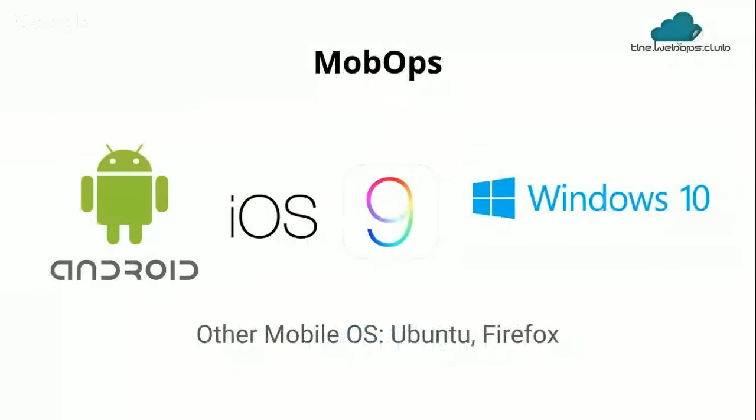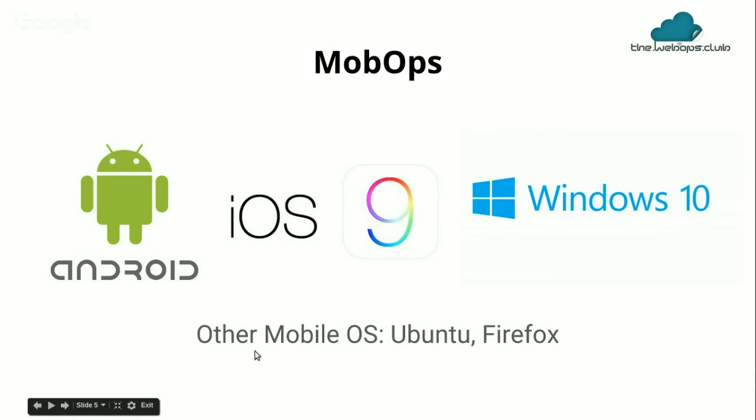Next is MobOps. Three famous mobile platforms are Android, iOS, and Windows. From the difficulty level, the easiest to learn is Android OS. Then comes Windows, and then iOS. I'll say iOS is the most difficult because you need to have Apple devices, and the code used for making iOS apps needs a lot of time to learn.